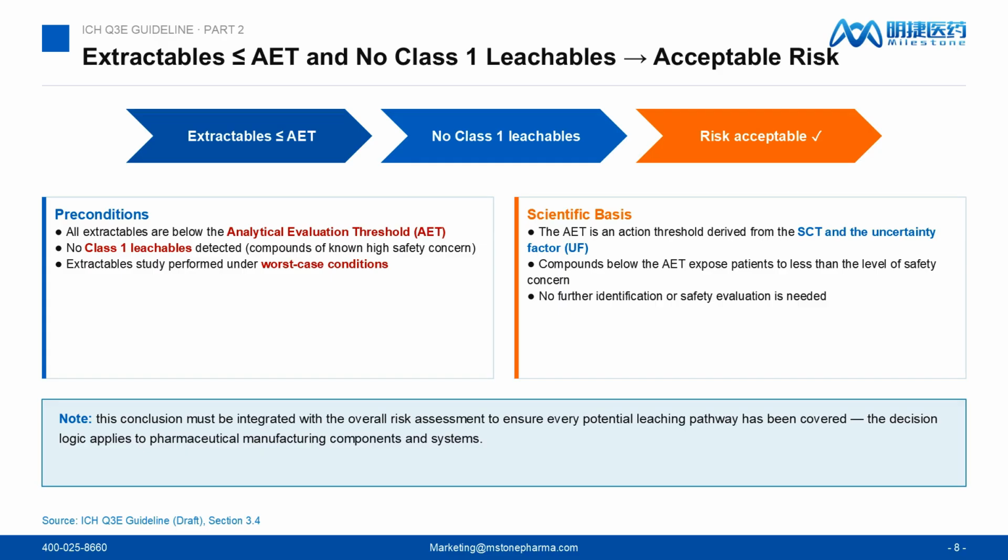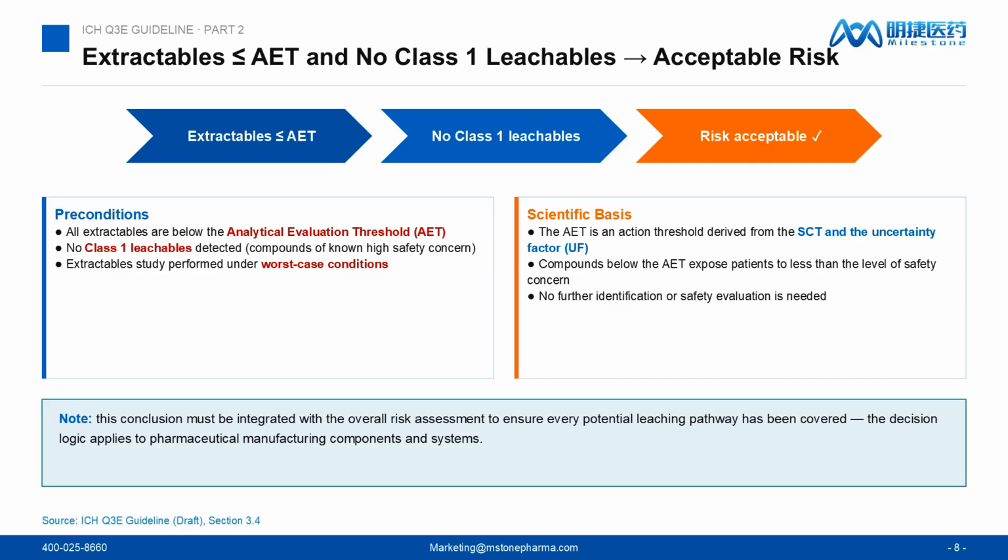Now we arrive at the single most important decision rule in the whole guideline. For manufacturing components, if all extractables are at or below the AET and no Class 1 leachables are detected, then the leachables risk is acceptable. Full stop. No further identification, no further safety evaluation.